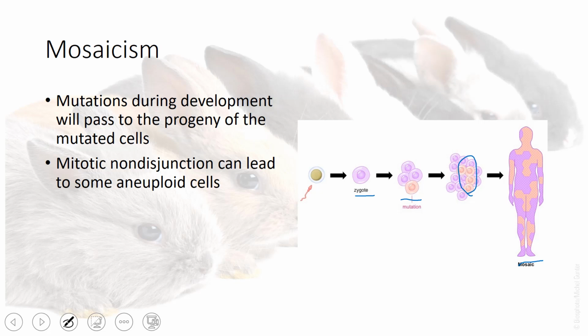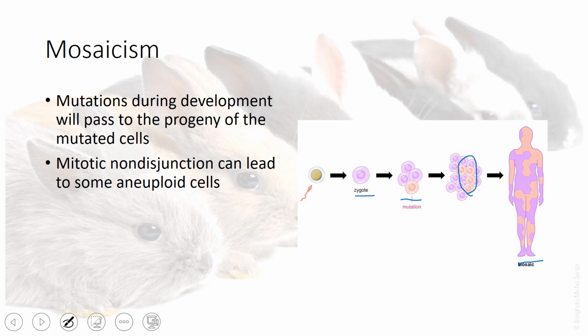And then so now one daughter cell from that mitotic division has only one copy of chromosome 1, and that would be the maternal copy. And then the other one will have three copies. We'll have the maternal and then two copies of the paternal chromosome 1. And so that's how you can get an aneuploid cell from a mitotic nondisjunction.